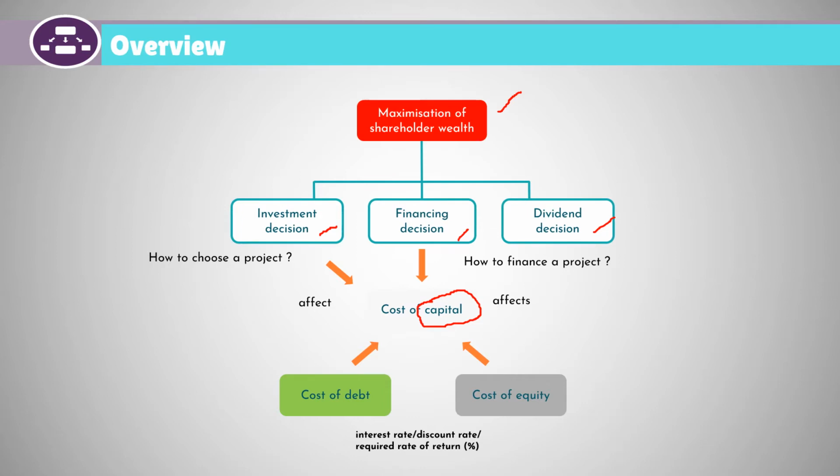What are the examples of the cost of capital? It is the cost of debt and cost of equity. This one we will learn in this chapter. So I will explain cost of equity and cost of debt after this slide. So you have to make sure you know what is the cost of capital. The cost of capital might help you to choose a project, which means to make the decision on the investment. And the second one, how to finance a project by doing the financing decisions.